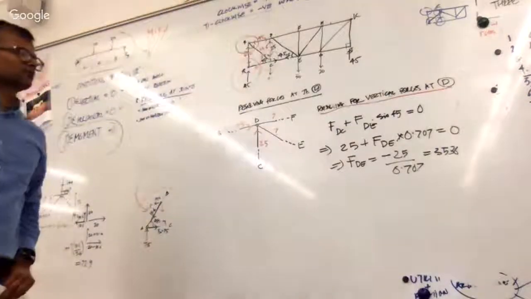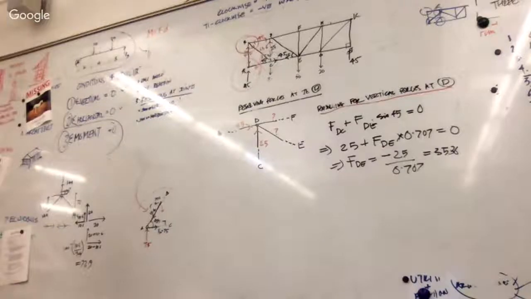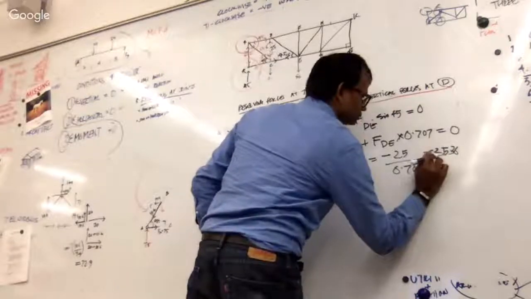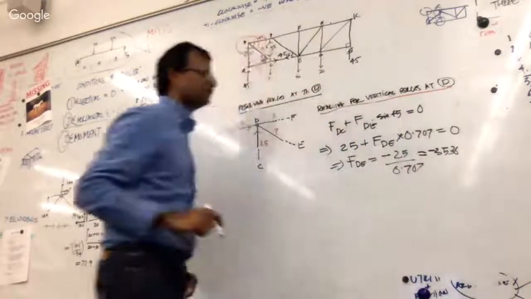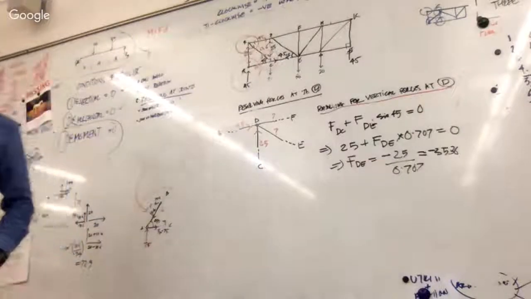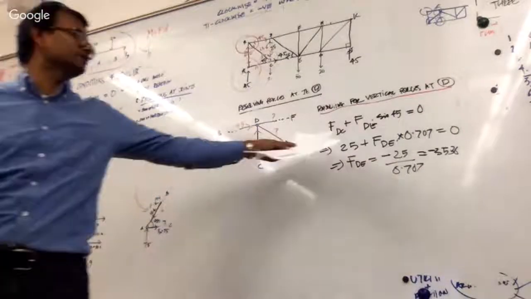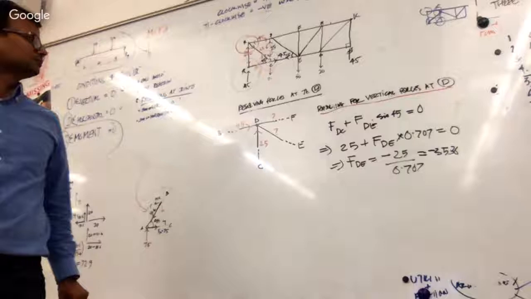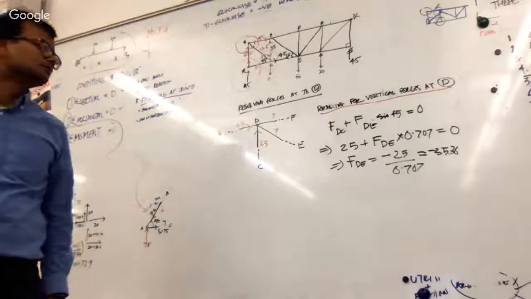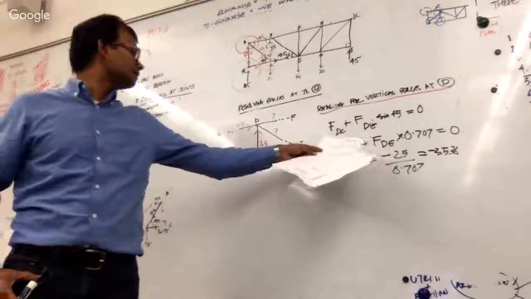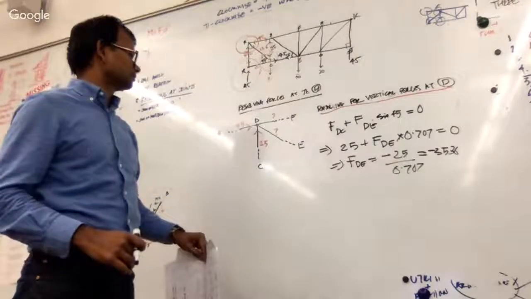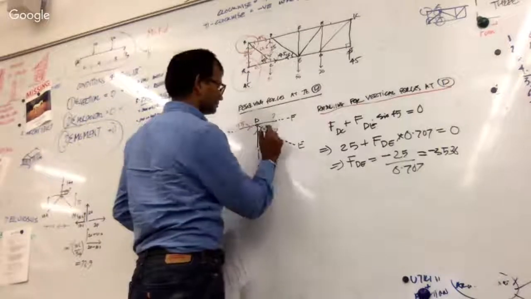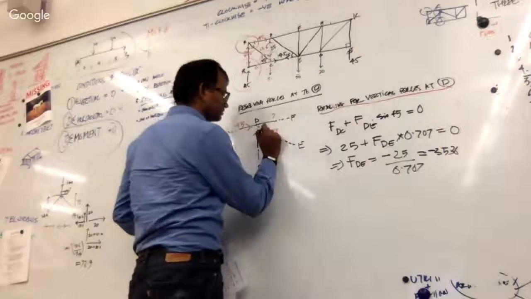35.36. Now, what direction will this force act in? Remember, there's a negative sign here, right? Because it's minus 25. So it's negative 35.36, which means it's acting in whatever is the opposite direction of 25. What direction was 25 acting in? Yes, you're right. So it's acting in this direction, right?